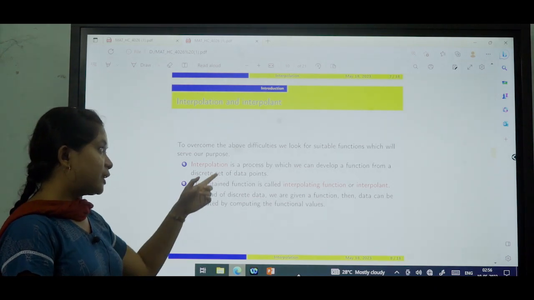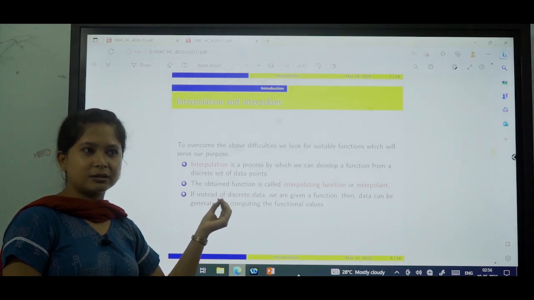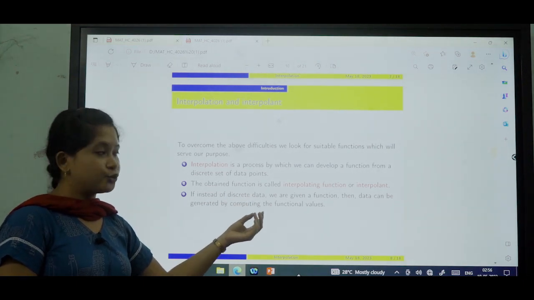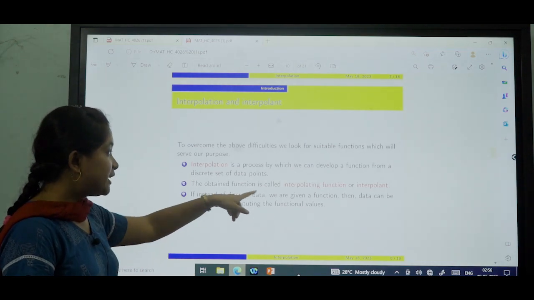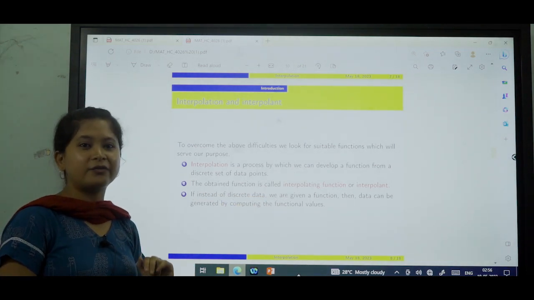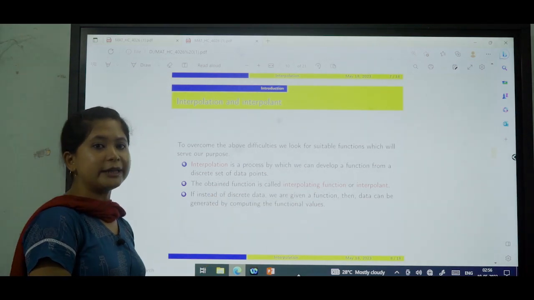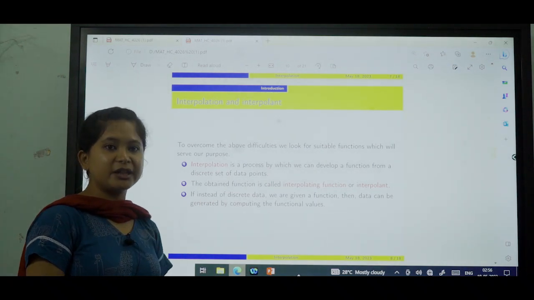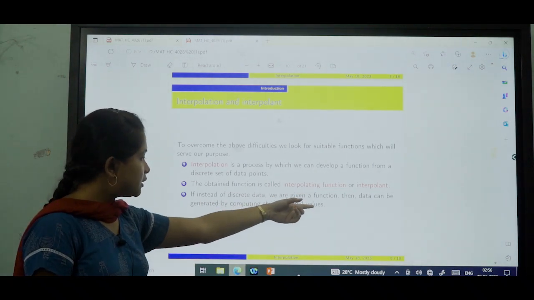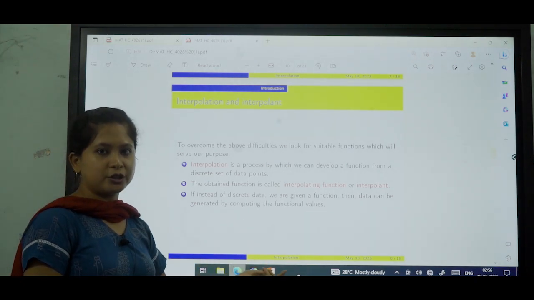In our previous examples, the discrete points were the population at the census years which were taken. So that will be our discrete data points. And the obtained function, the simpler function, will be the interpolating function or interpolant. So instead of discrete data, if we are given a function, then from that function we can generate the data points we require, and then we can compute the functional values.